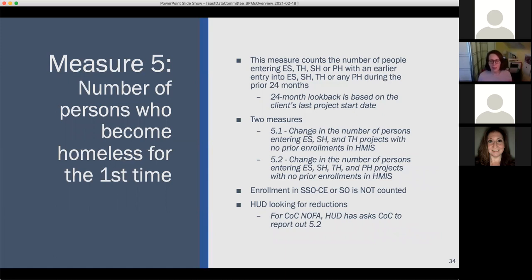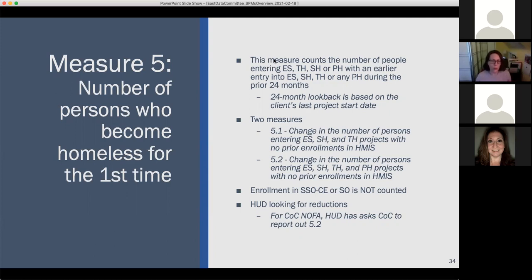And again, like back in time 2 years, but it's not an open 2-year window. The 2 years is tied to the client's last project start date. So they're going to look back to see if the client ever was in another program over the last 2 years. And it's looking at shelter, transitional, safe haven, or permanent housing.